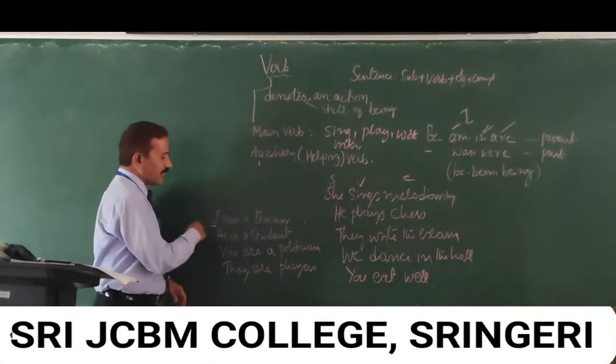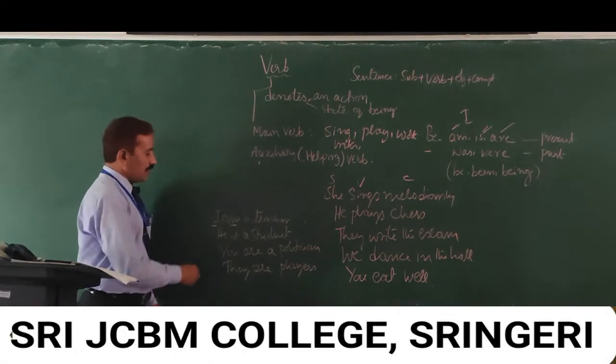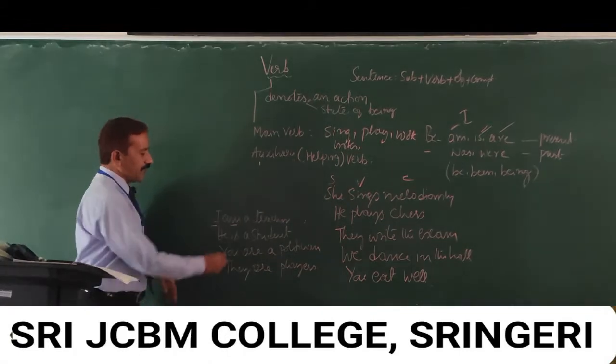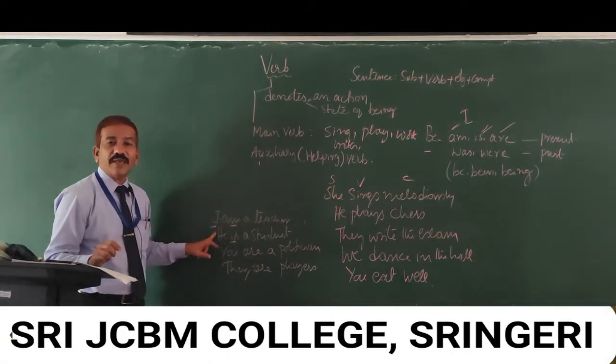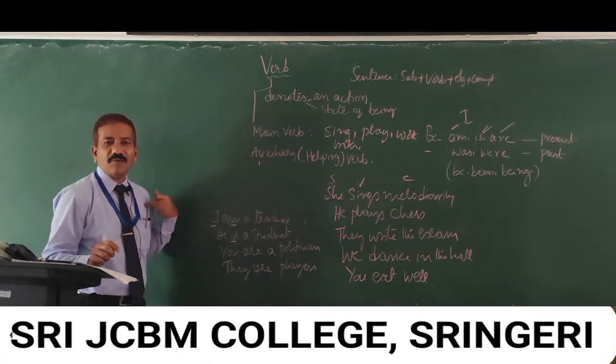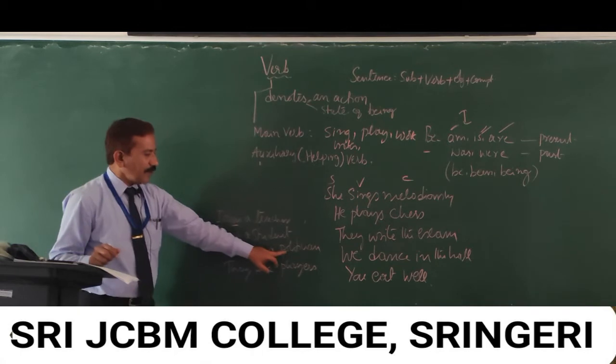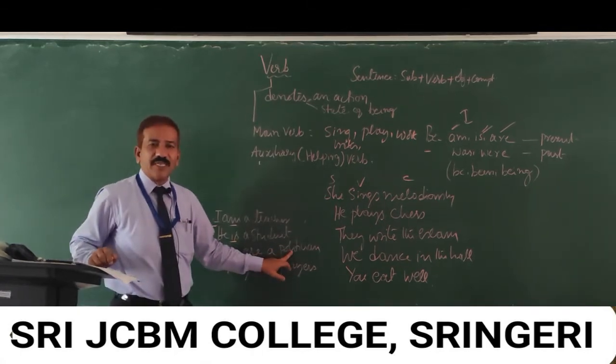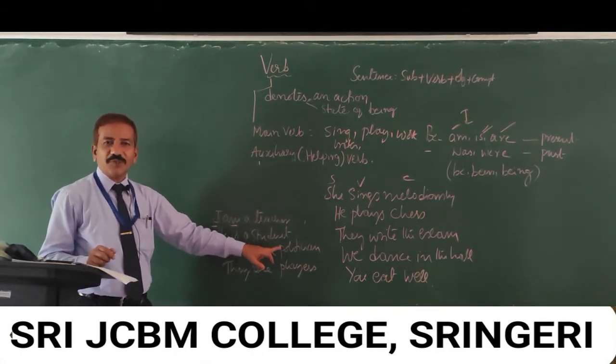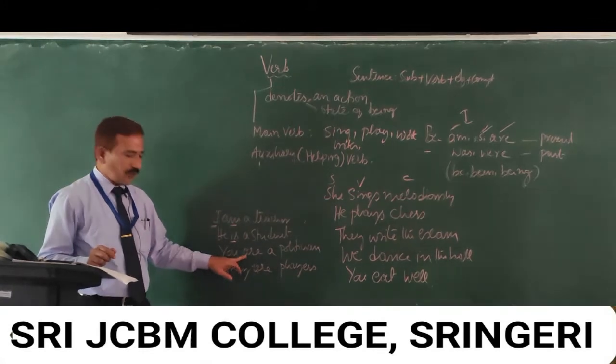See, look at here, I, subject, followed by am. He is a student. Is, see, it indicates what he is, a student. What am? See, it indicates I am a teacher. Third one, you are a politician. What are you? You are a politician. See, you are.